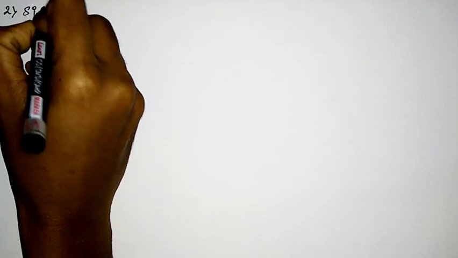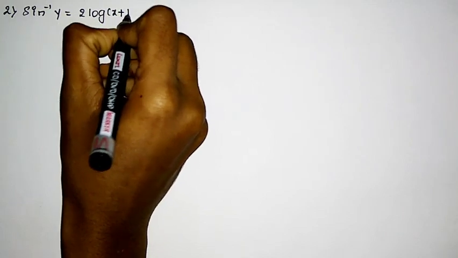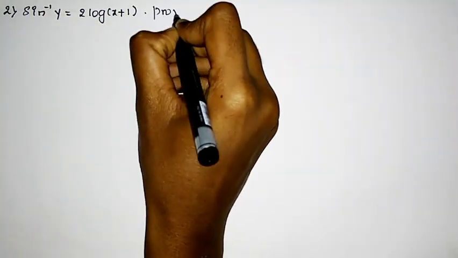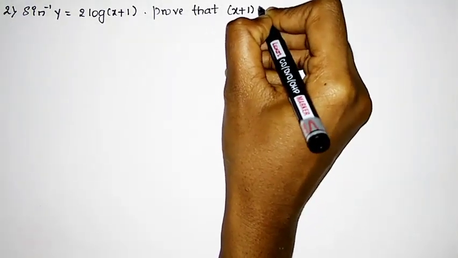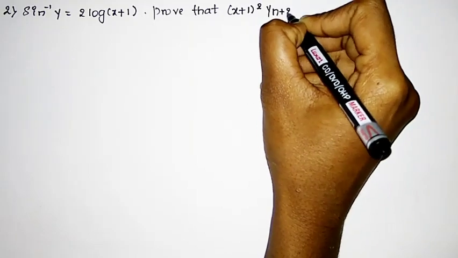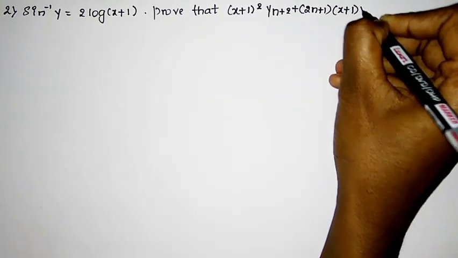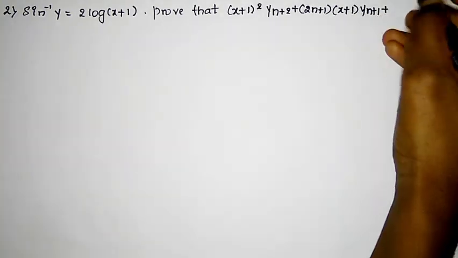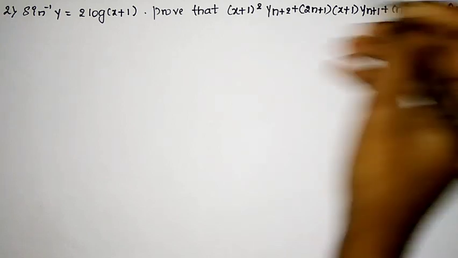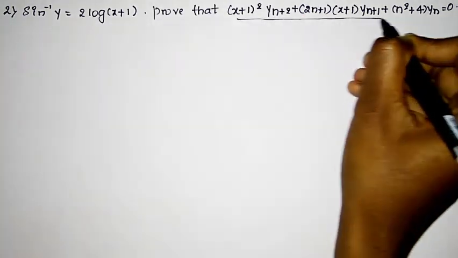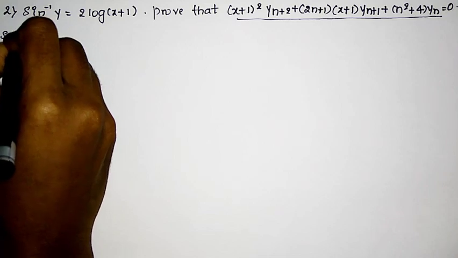That is sin inverse y is equal to 2 into log of x plus 1. Prove that x plus 1 whole square yn plus 2 plus 2n plus 1 into x plus 1 yn plus 1 plus n square plus 4 into yn is equal to 0. So we need to prove this equation by applying the Leibniz theorem. So first we shall see how to solve this problem.